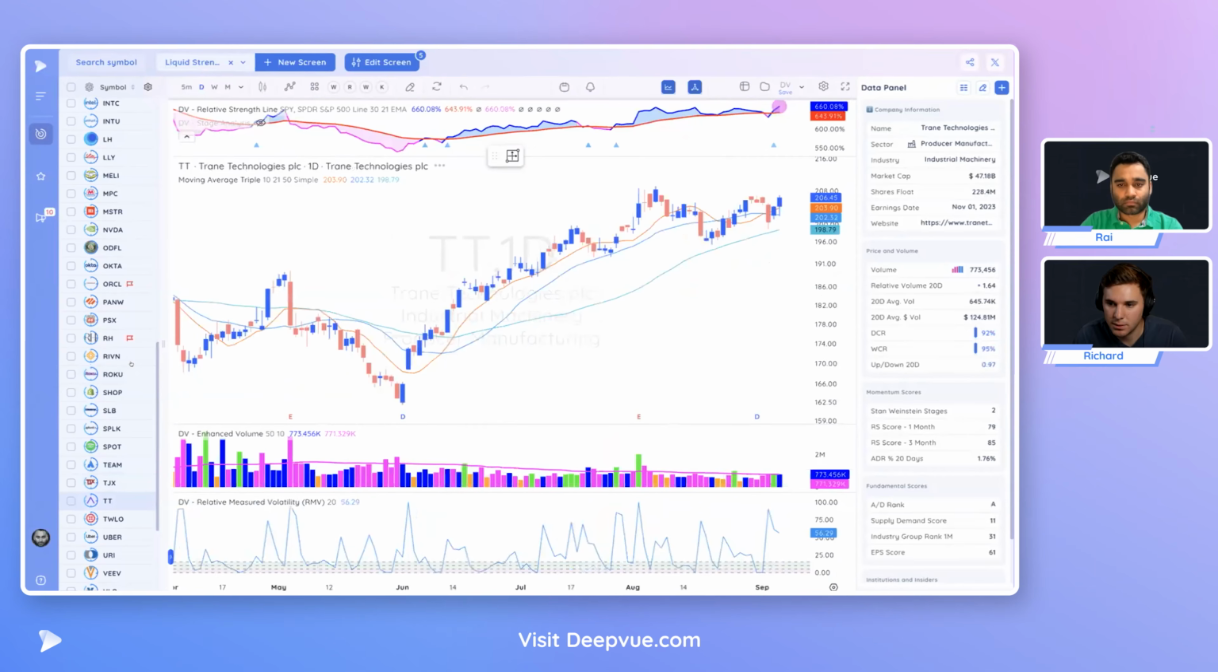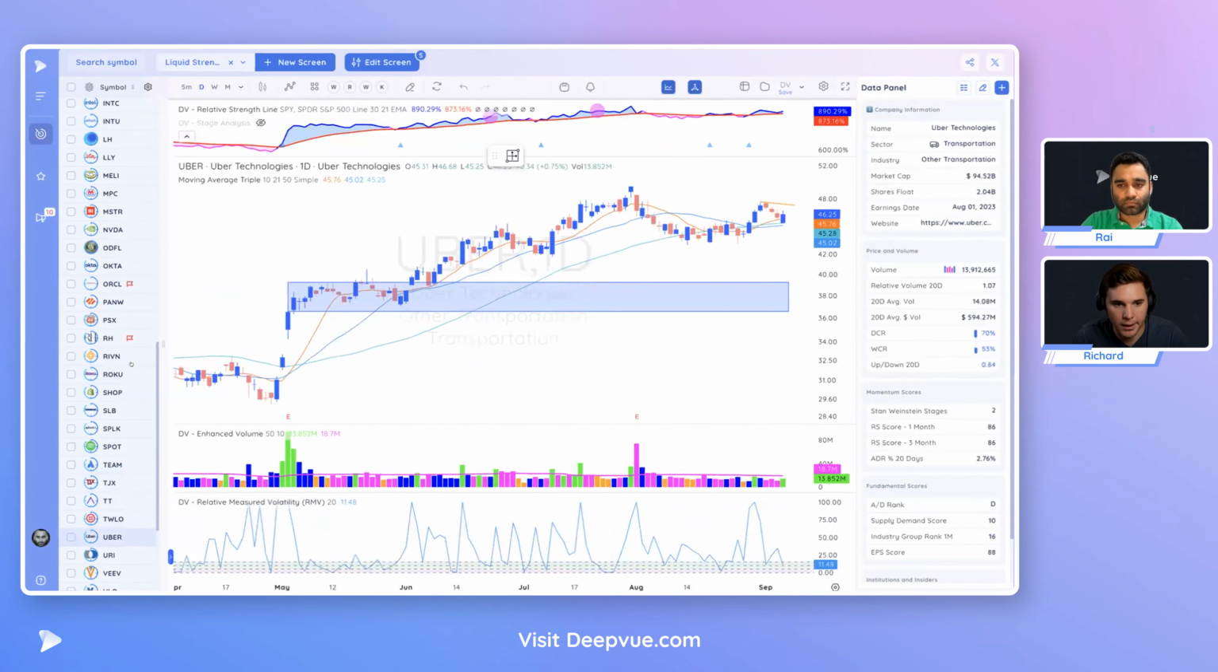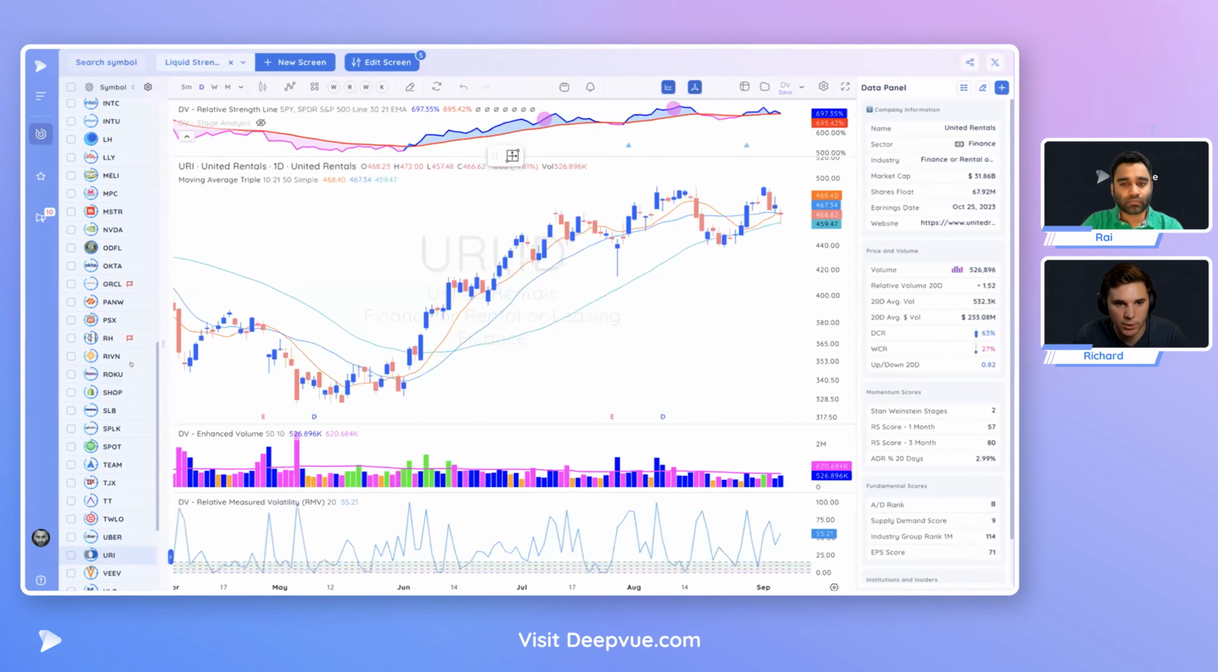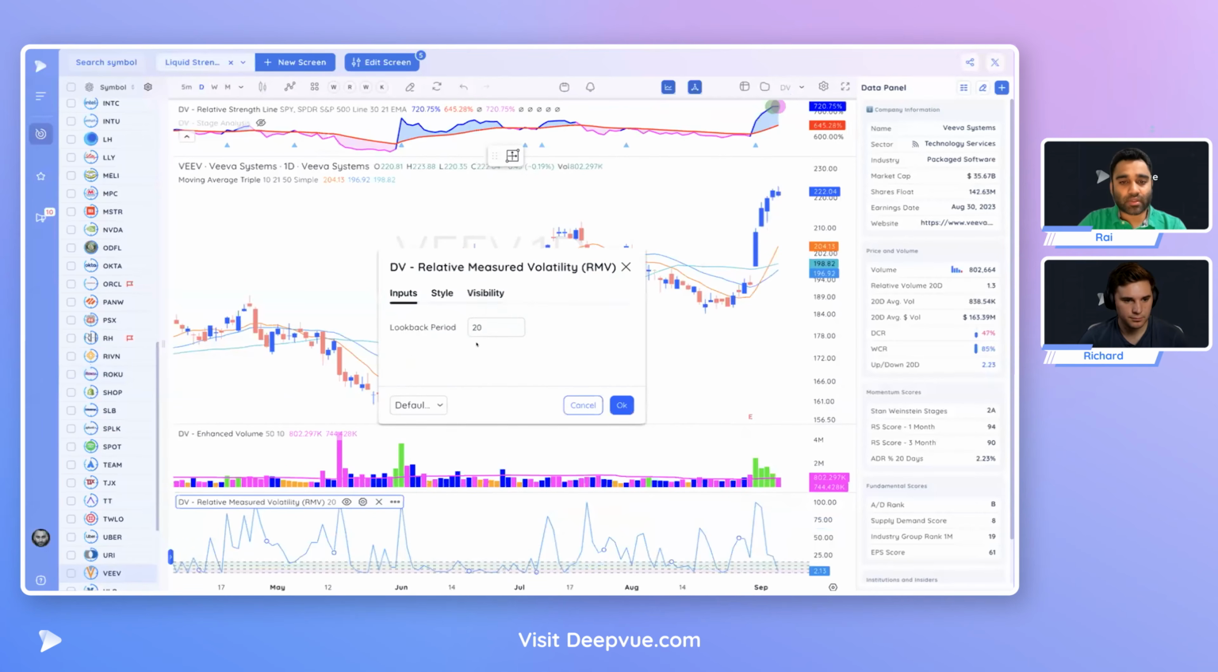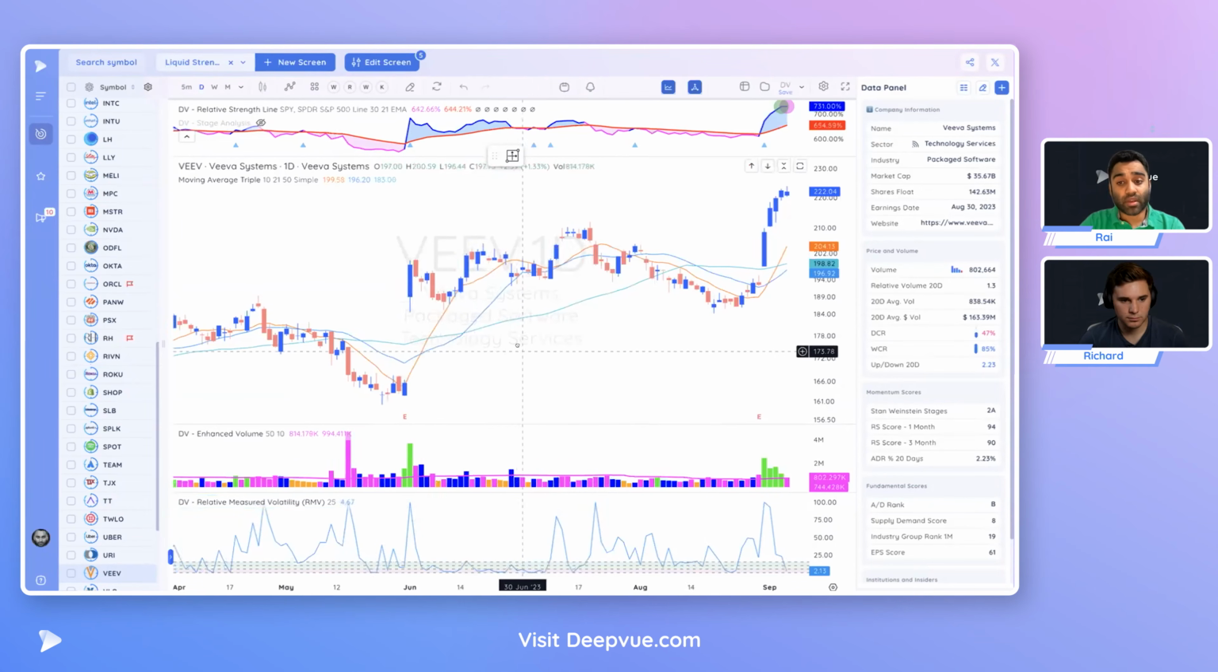All right, let's see here. There was a question about whether you can scan for VCPs. Do you want to touch on that and kind of what we've been developing? Yeah, so this thing that you see at the bottom, the relative measured volatility, is one of the indicators that we've just put out. So this gives you the ability to look at stocks. You could define your look back period, and it could be 25, for example. And there's some really good examples of this.